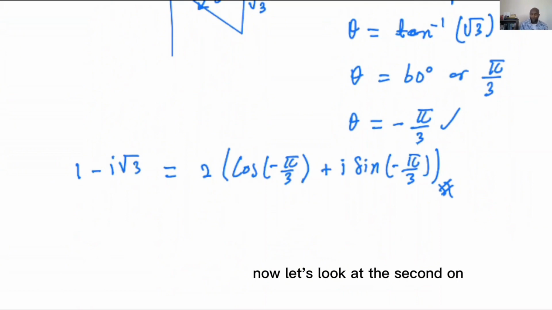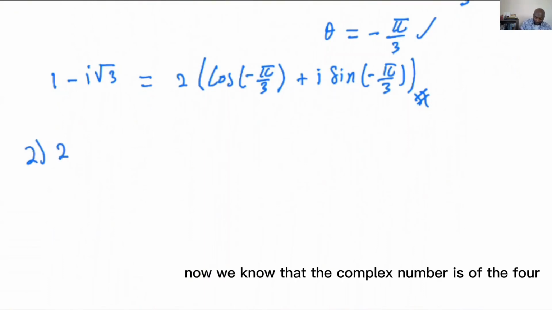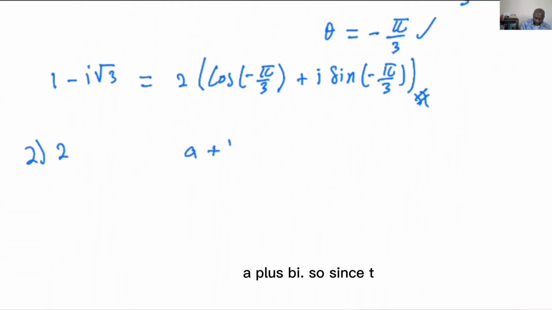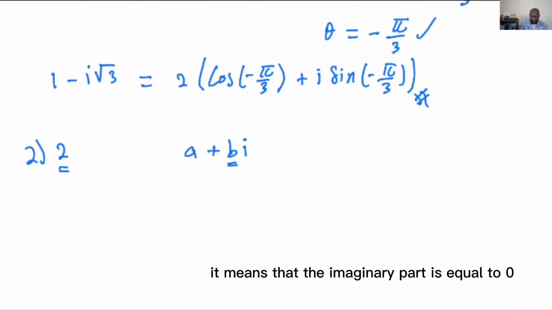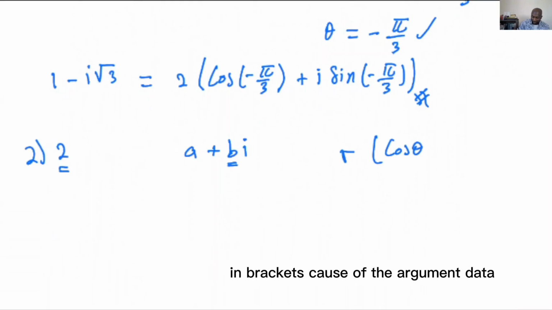Now let's look at the second one. The second problem is question number 2. We have 2. Now we know that a complex number is of the form a plus bi. So since this is equal to 2, it means that the imaginary part is equal to 0. Now we want to express this in polar form as r in bracket cos of the argument theta plus i sine of the argument theta.